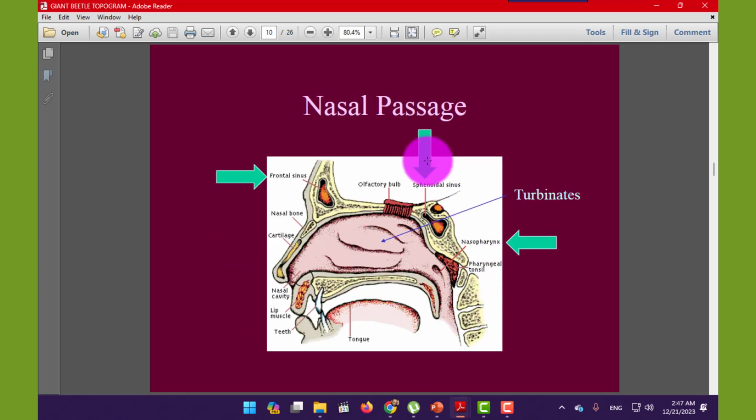Turbinate, nasal passage. Here is the sagittal section of the skull. Turbinate, nasopharynx, pharynx, nasal cavity, nasal bone.